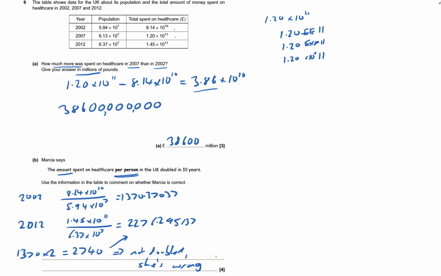You could have found out how much bigger it was, in which case you could have done 2276.295137. You don't need all the numbers, but I'm just doing it so you can check to see if you actually got them exactly right. I've got to divide by 1370.37037, and if you do that on a calculator, you get 1.66108, and that means that it hasn't doubled, it's only multiplied by 1.66. It's still gone up by quite a lot though. And that's question 6 done.